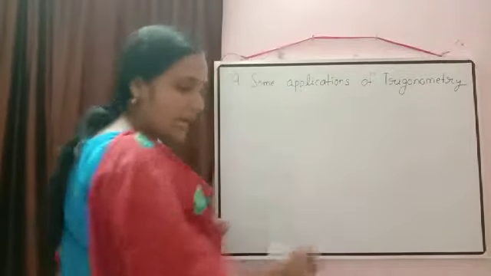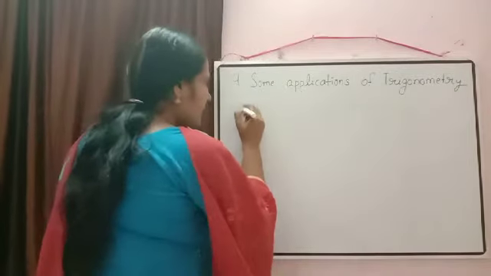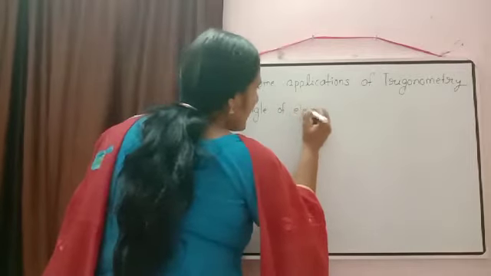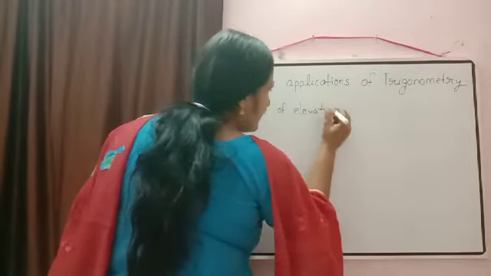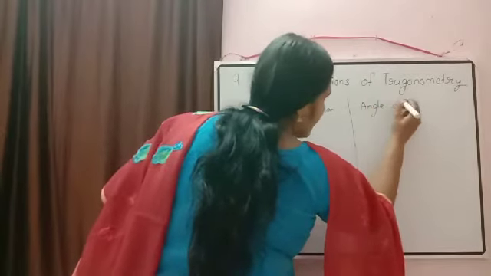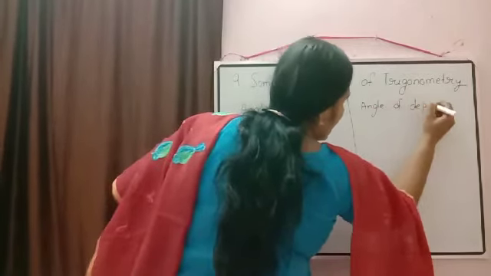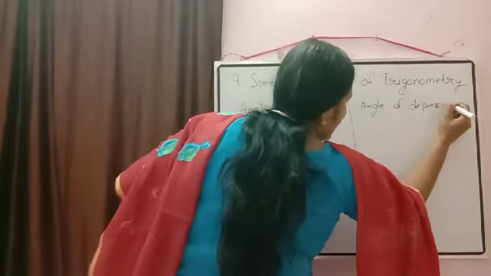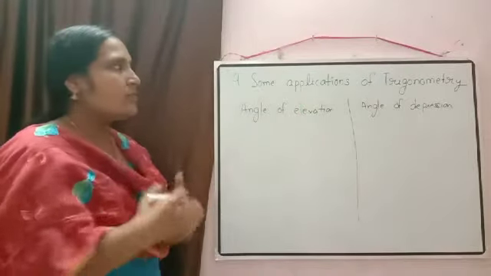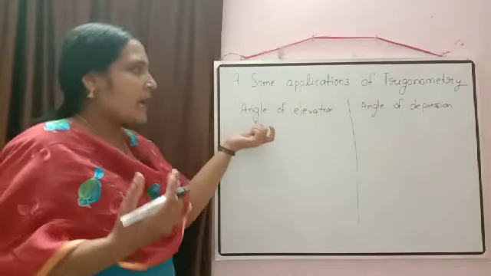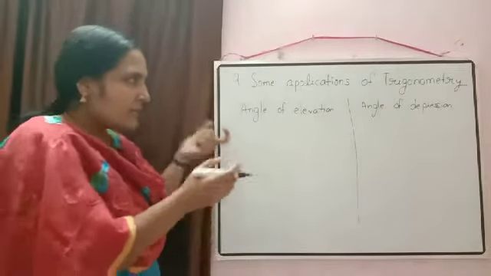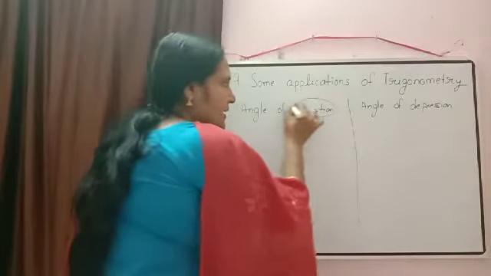Before starting the problems, one more important concept we have to study. That concept is angle of elevation, and the second is angle of depression. Two types of angles are there. So how can we identify whether it is an angle of elevation or an angle of depression? For that, just check this concept: elevation.